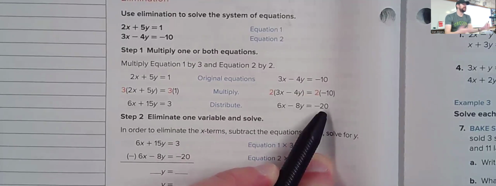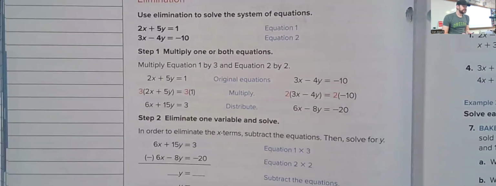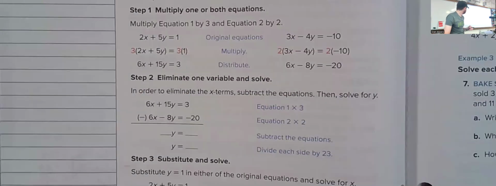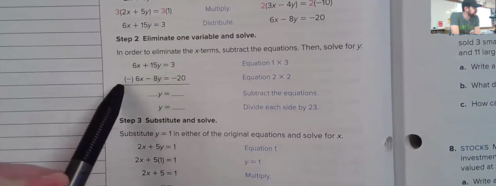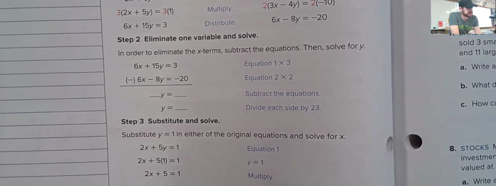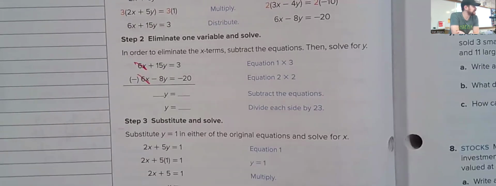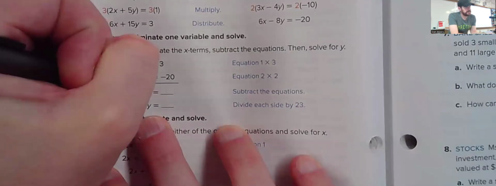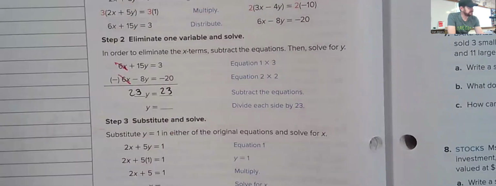We can do anything we want to with an equation as long as we do the same thing to both sides, which we've done here and here. So then we can line them up again, but this time with the same value in front of x. And so we're going to subtract both of these equations all the way through. 6x minus 6x, gone. 15 minus negative 8 is the same as 15 plus 8. What's 15 plus 8? 23. So 23y. And then 3 minus negative 20 would be 3 plus 20, which is 23. 23 divided by 23 is 1. So y equals 1.